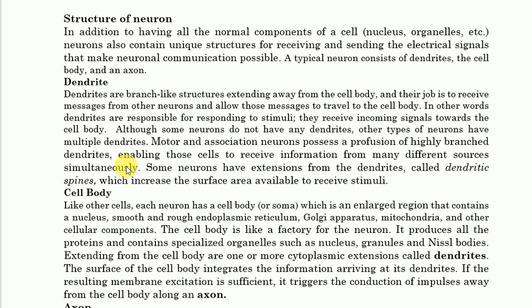Kwa sababu gani? Motor neurons zina receive impulse kutoka kwenye neuron nyingine, pamoja na hizo relay neuron pia zina receive impulse kutoka kwenye neuron nyingine. Sio sawa na tukilinganisha na sensory neuron. Some neurons have extensions from the dendrites called dendritic spines, which increase the surface area available to receive stimuli. So dendritic spines maana yake kutoka kwenye dendrites pale, dendrites ni kama branches. Branches zinakuwa zina branches nyingine ambazo zinaitwa dendritic spines.